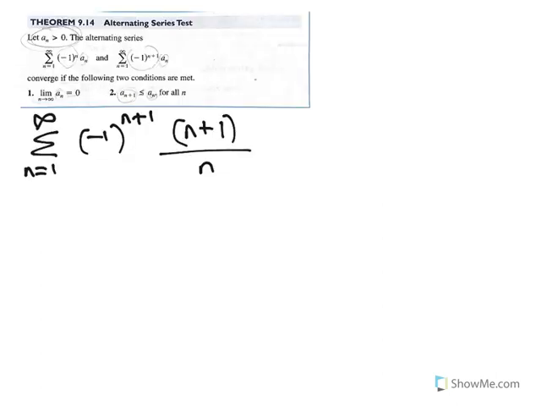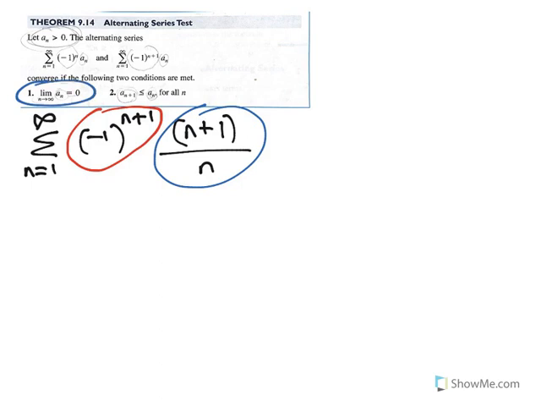So let's consider this alternating series. This is an alternating series, as we can see from the negative 1 to the n plus 1 power. And here is a sub n. Does this alternating series converge? It does not. I know it doesn't because of the nth term test for divergence, but the alternating series test does not apply here because the first condition is not satisfied.